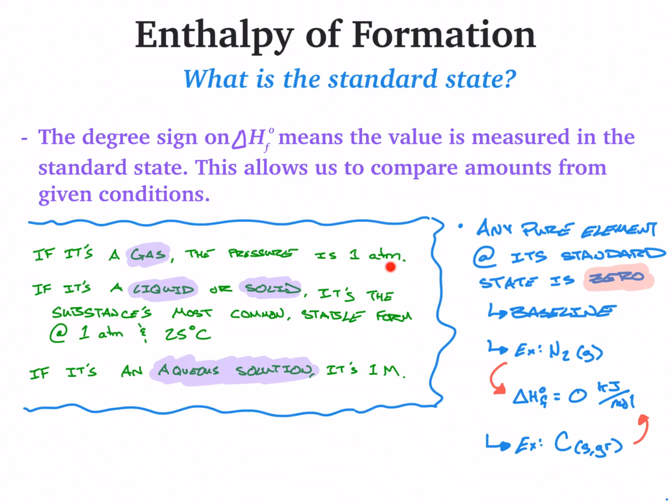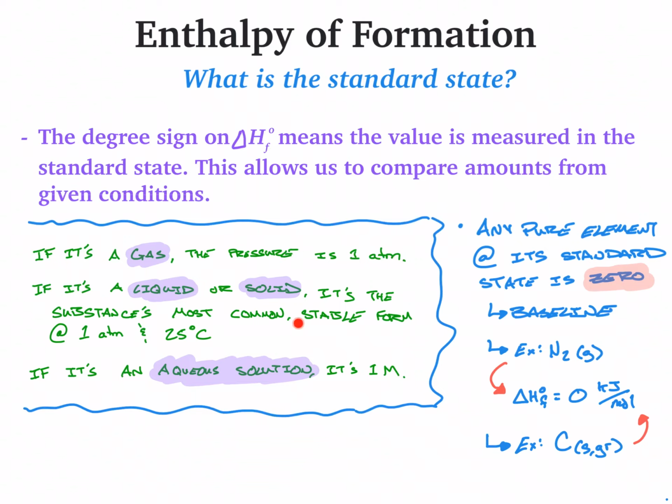If it's a gas, that means that the pressure is 1 atmosphere. If it's a liquid or a solid, it's going to be whatever the substance's most common stable form at 1 atmosphere and 25 degrees Celsius is, and we'll talk about that in a moment. And if it's an aqueous solution, that means that it's 1 molar. I mentioned in a previous video that this is different from STP because the temperature that we use for standard state is 25 degrees Celsius. So just make sure we have a note of that.